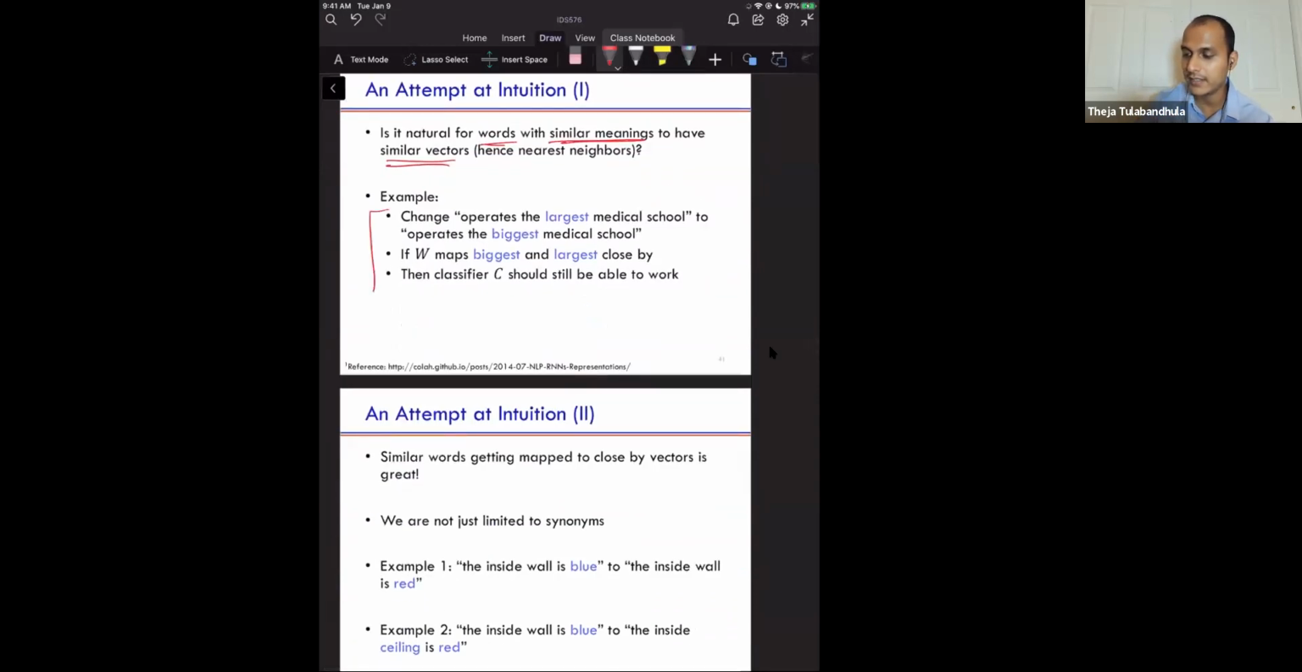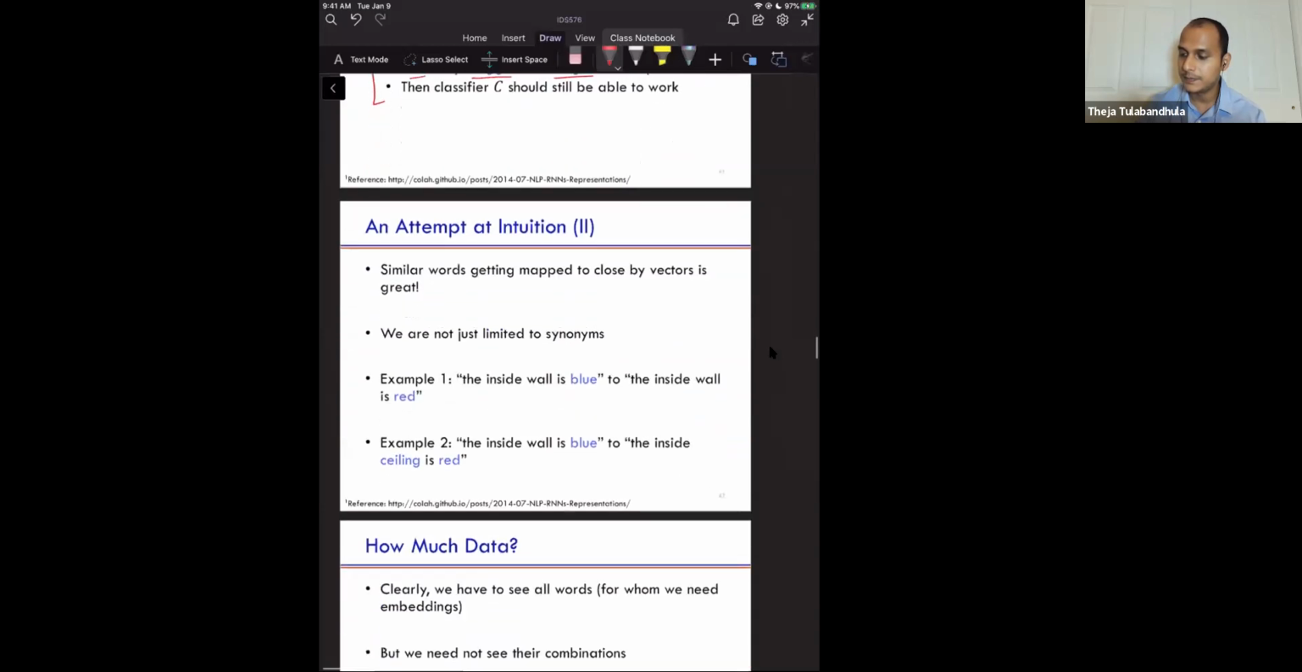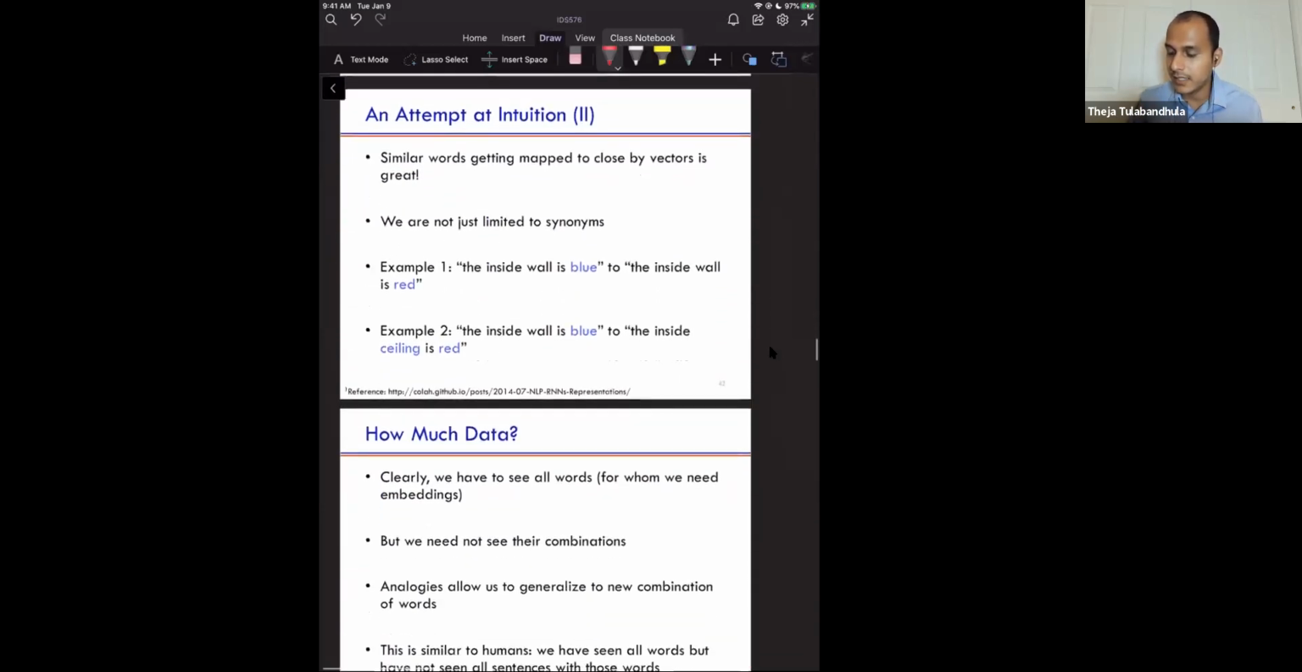And to this concretized example, if the sequence operates the largest medical school, you change it to operates the biggest medical school. If W maps biggest and largest close by, then you would say that biggest and largest are semantically similar, and therefore their vectors are similar to each other. Okay. So now let's come back to this question: why would the vector representations of semantically similar words be similar?